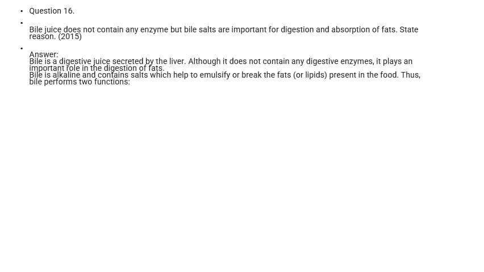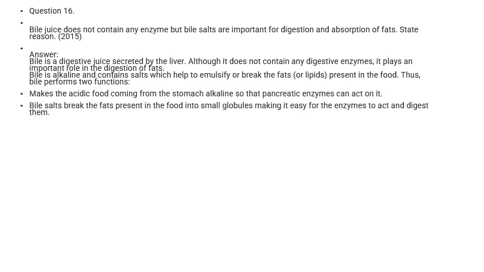So bile is alkaline and contains salt which helps to emulsify or break the fats present in the food. Thus bile performs two functions. It makes the acidic food coming from the stomach alkaline so that the pancreatic enzymes can act on it. Bile salts break the fats present in the food into small globules, making it easy for the enzymes to act and digest them.